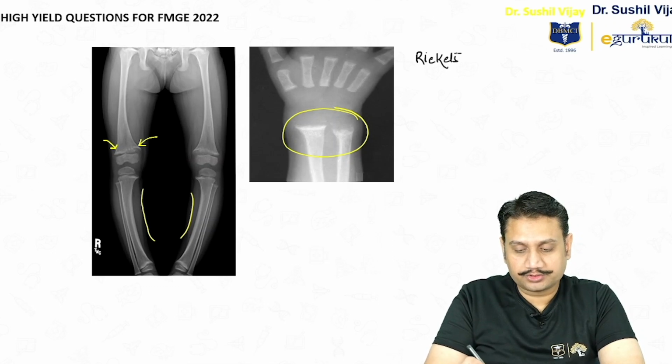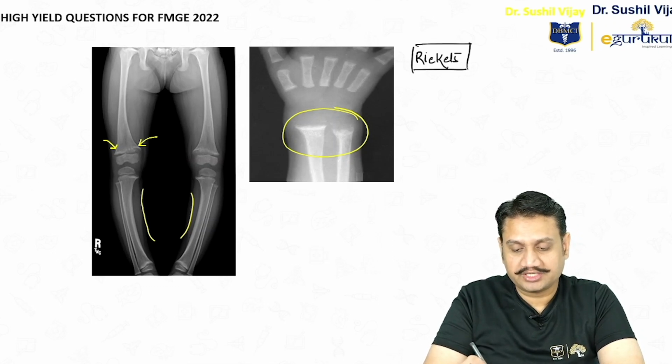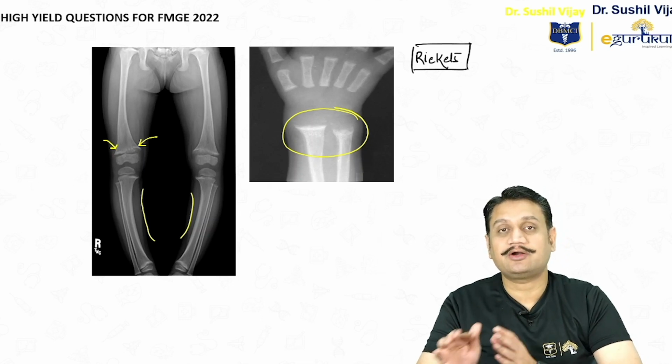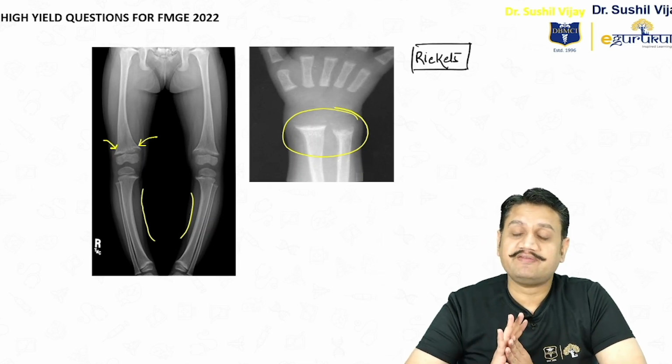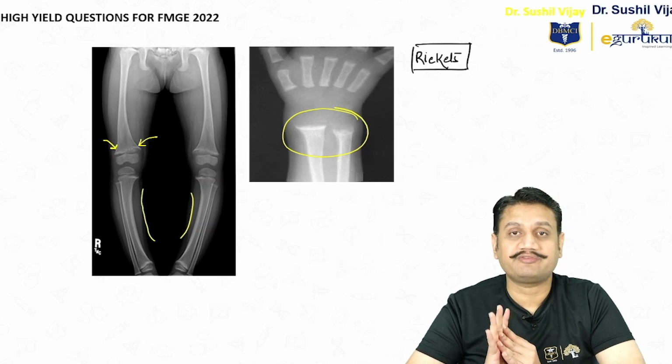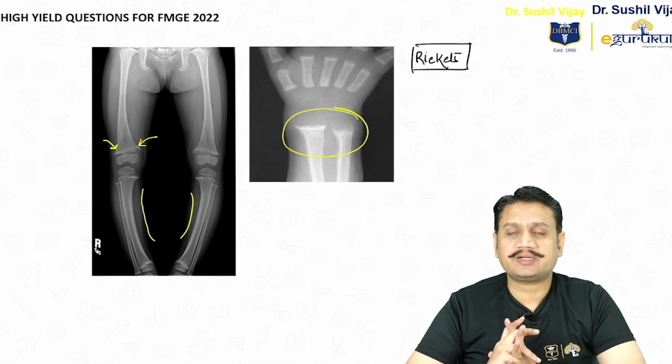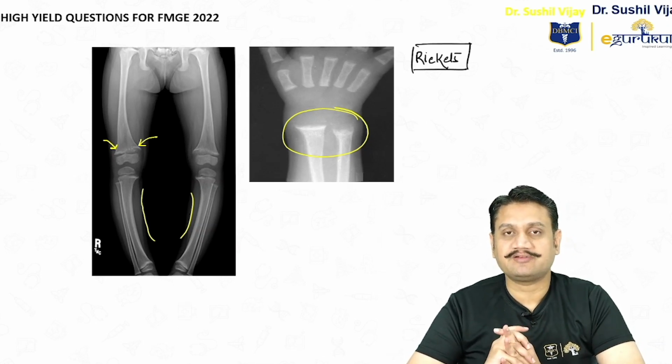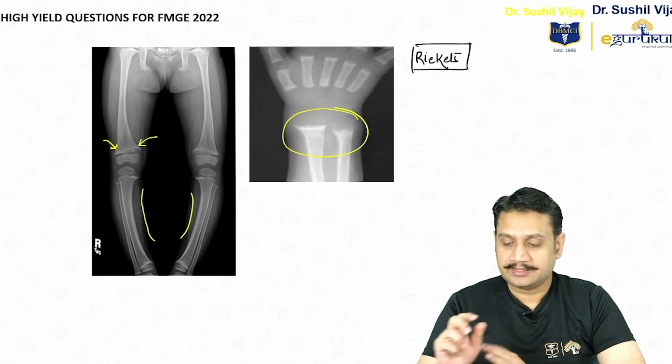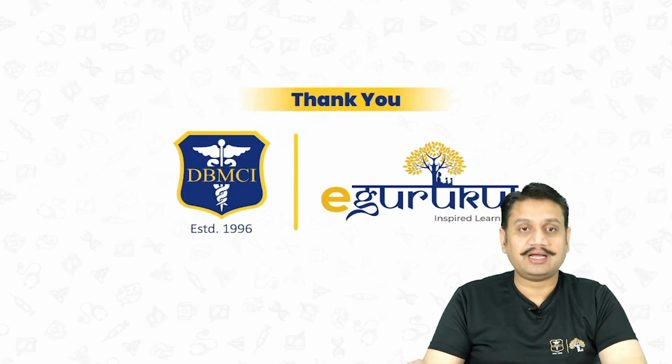So I told you osteoporosis, osteomalacia, rickets, mineralization disorders, and osteoporosis itself is a very important topic when you talk about the FMG examination. From here we expect an image-based or a theoretical question for sure in your exams.